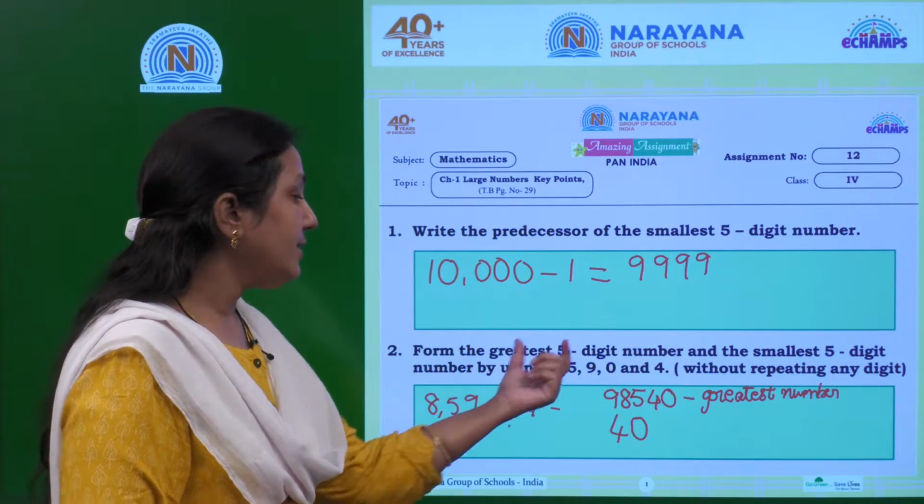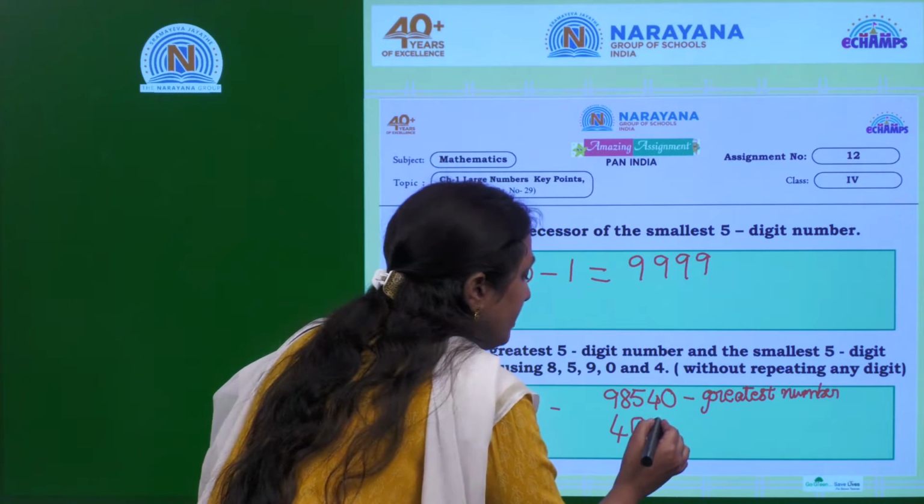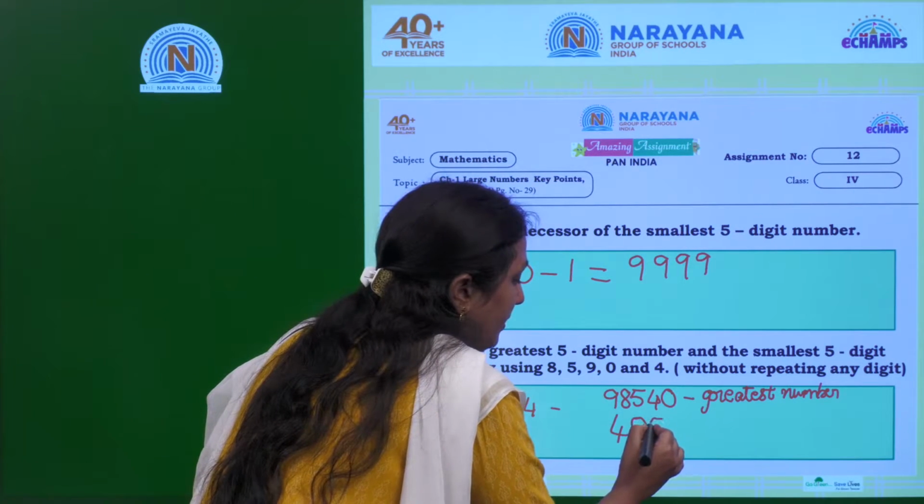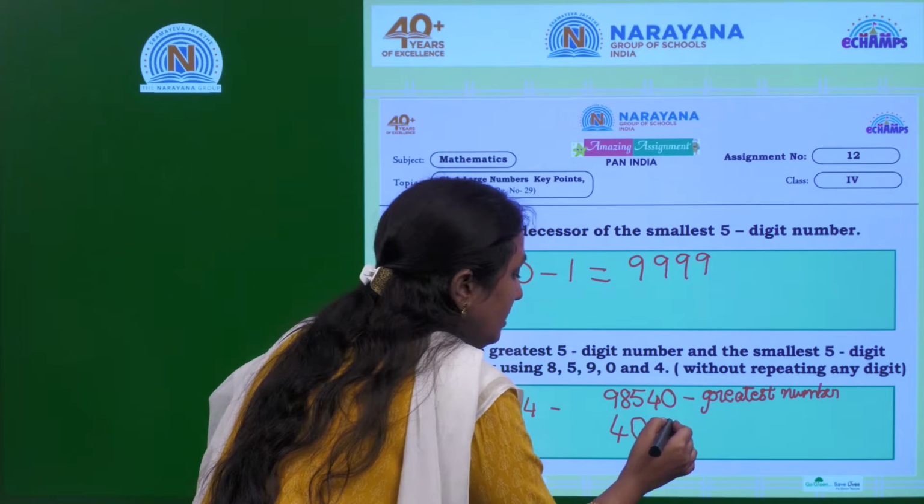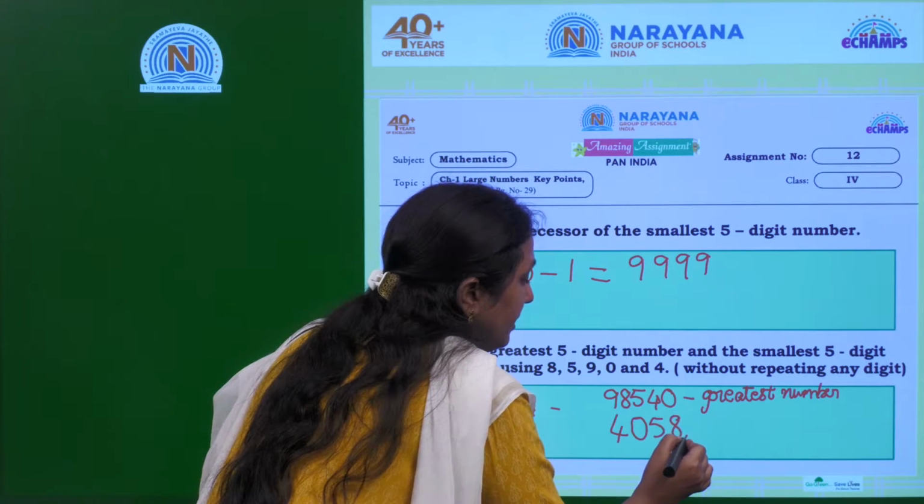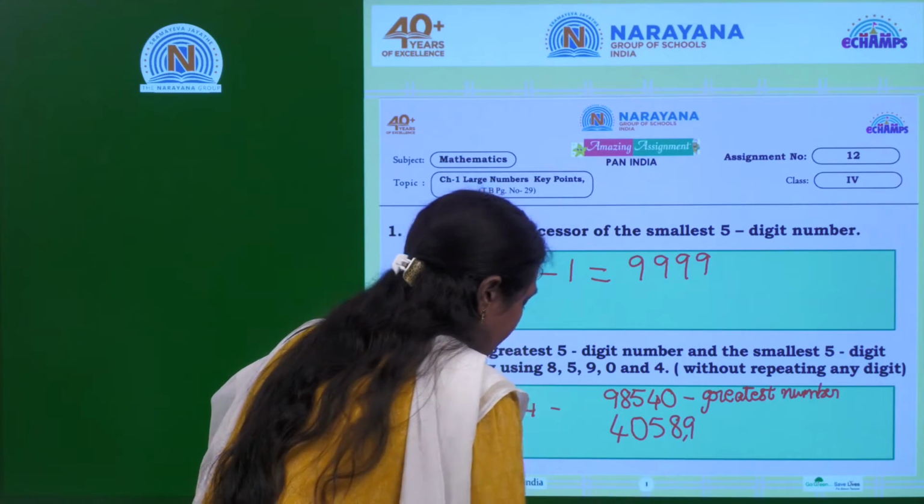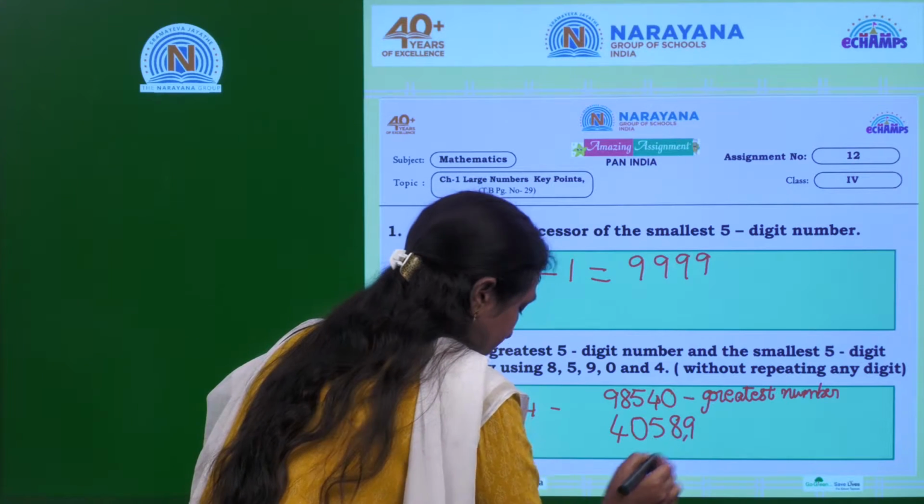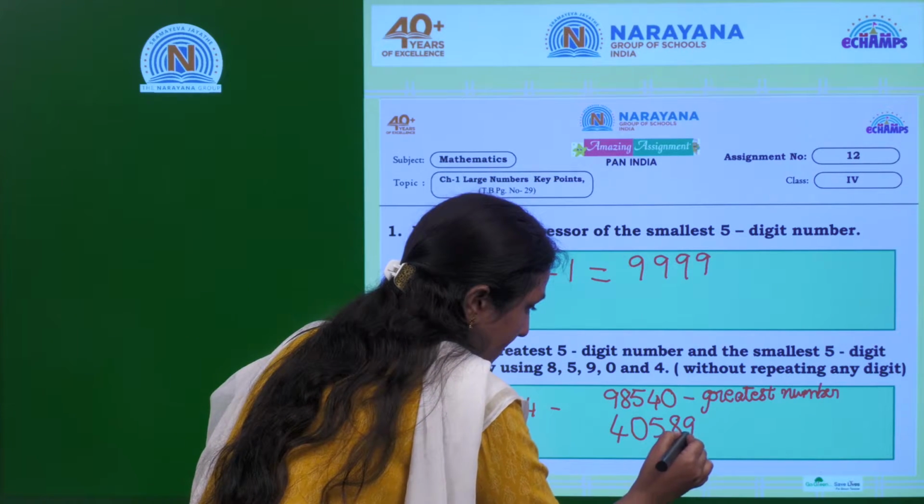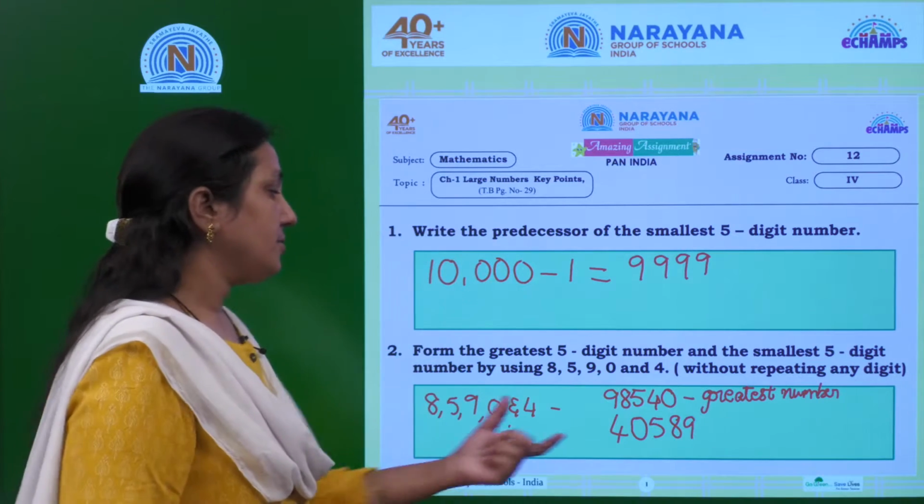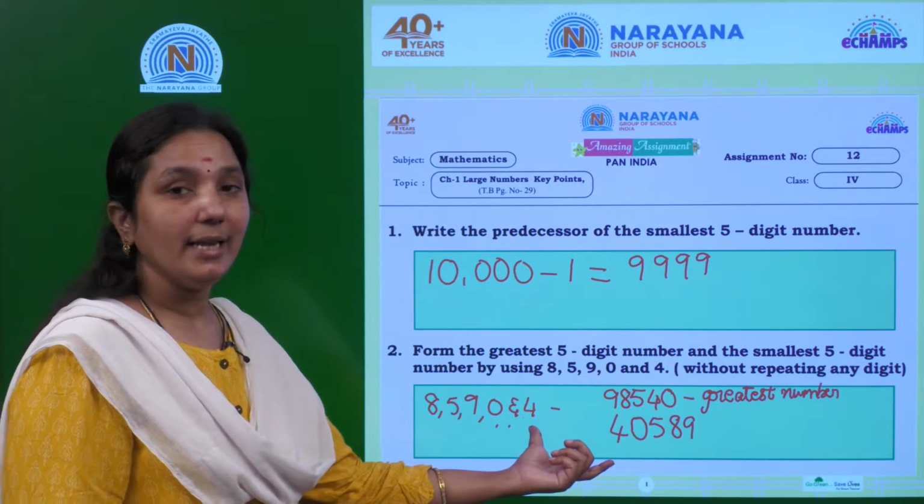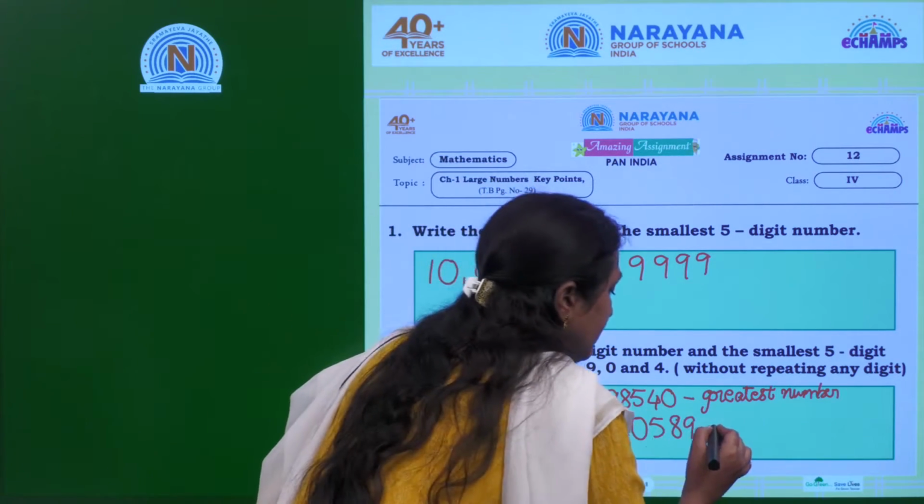And what is the next smallest number? After that one, 5. Next, 8 and 9. So, this is the smallest number using the given digits.